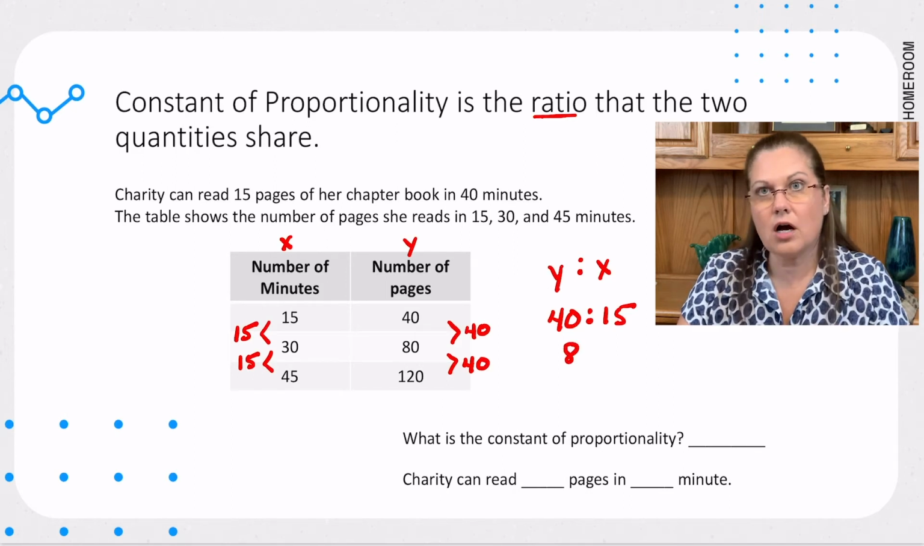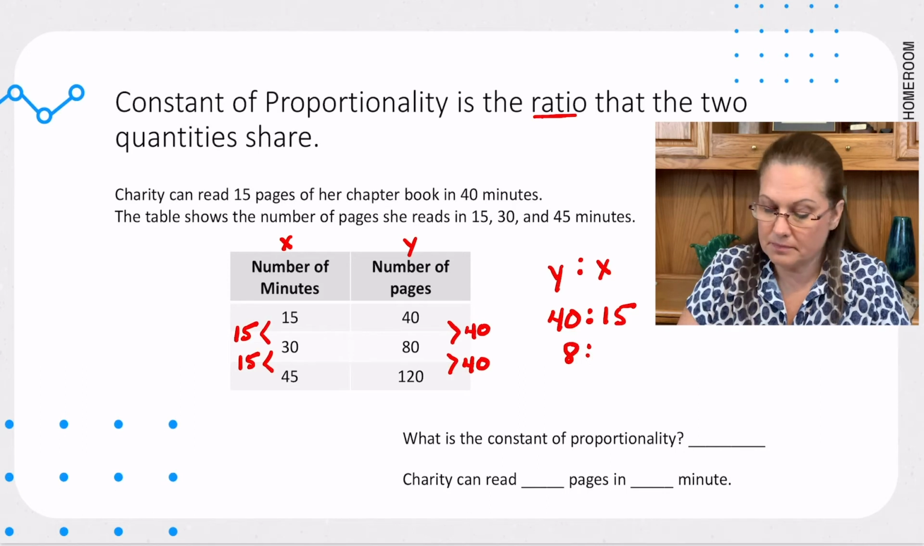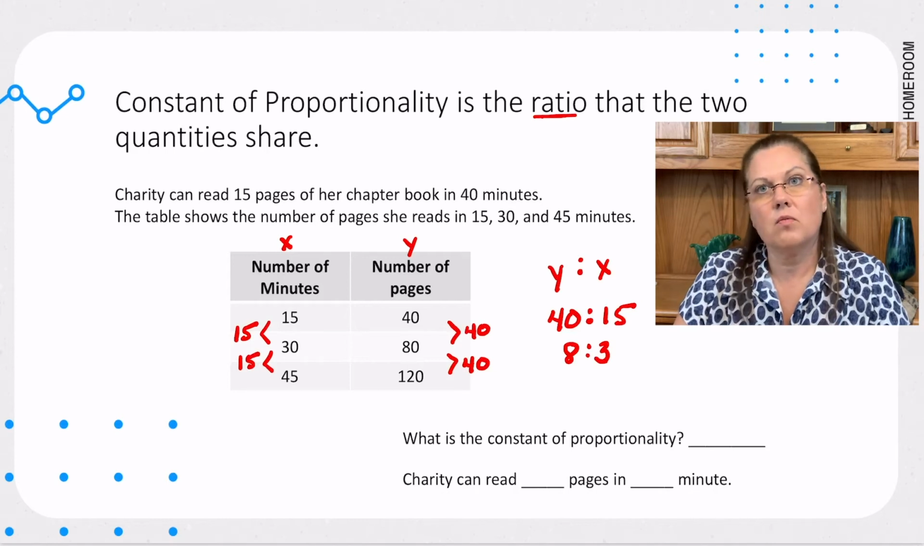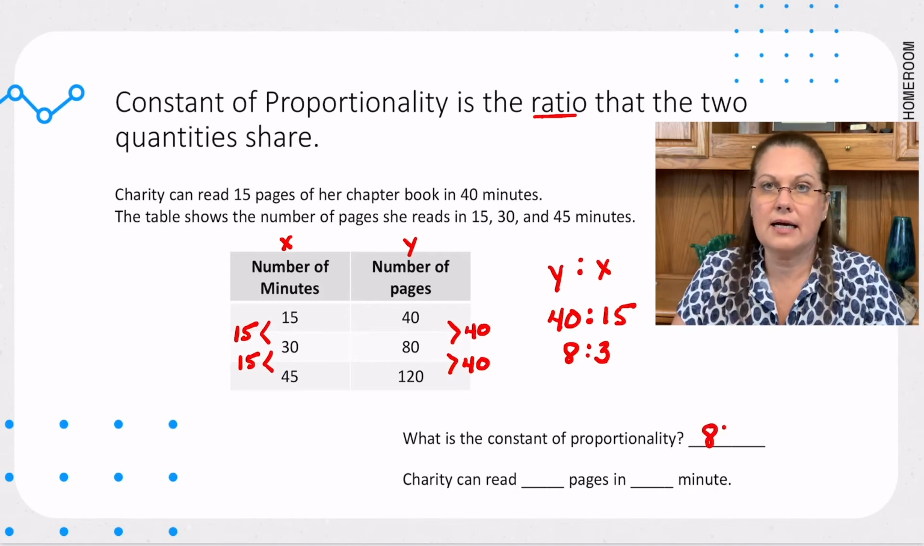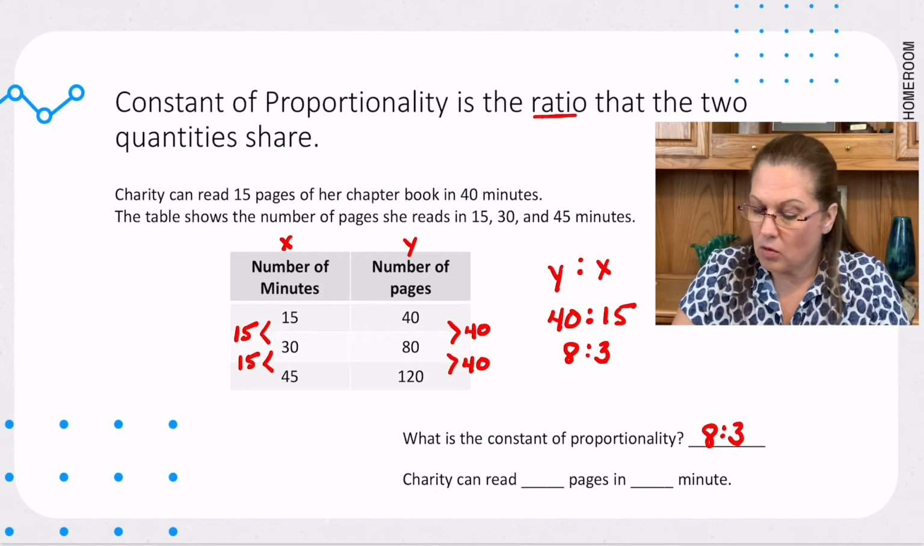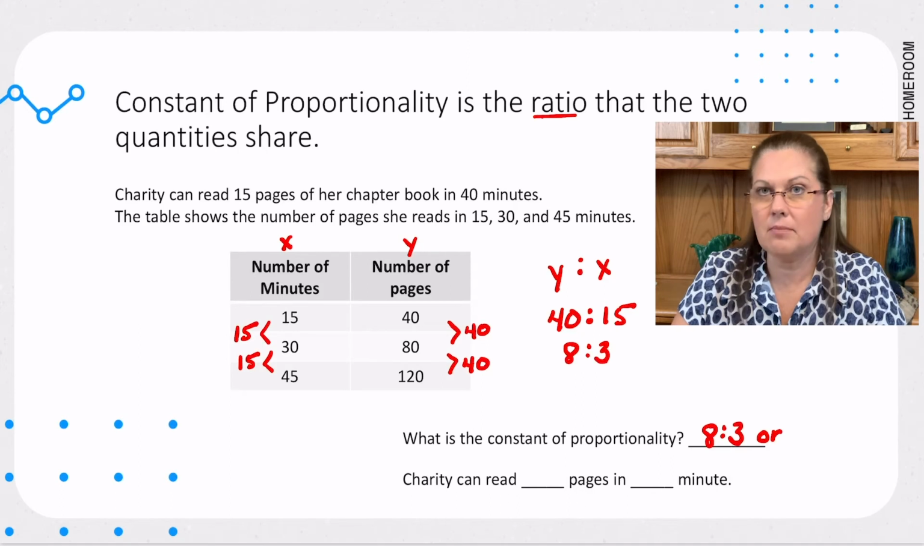So what is our constant of proportionality? Our constant of proportionality is 8 to 3. Now, we also might want to write it as a fraction. And when we do write that as a fraction, we're going to put our y value on top as our numerator and our x value down below as our denominator.